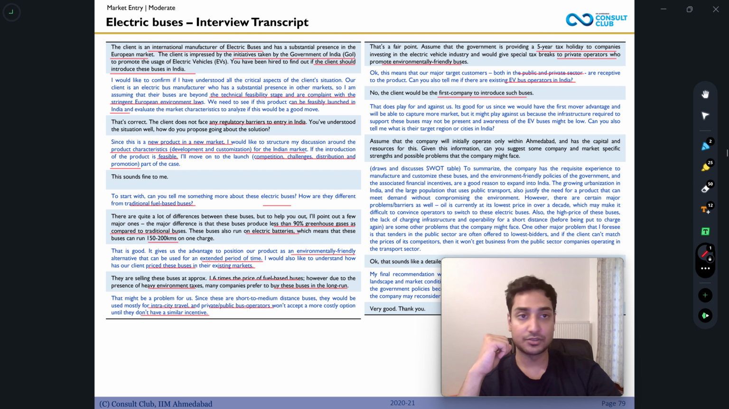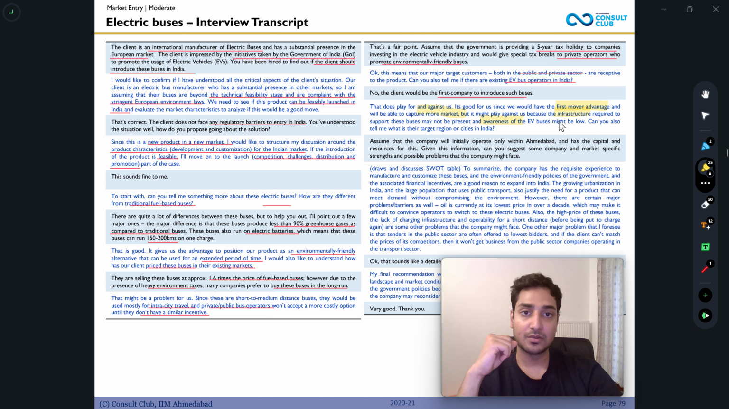I think so. There is an issue with the highlighting on this side, so I'll just highlight it. First mover's advantage, and we will be able to capture more market. But it might play against us because the infrastructure required to support these buses may not be present and awareness of EV buses might be low.